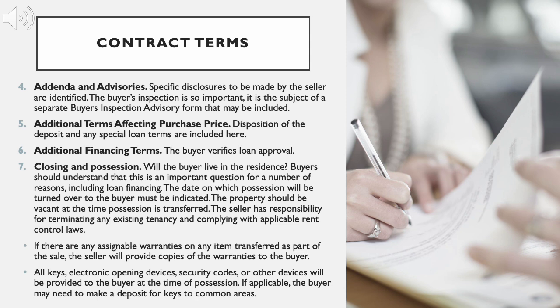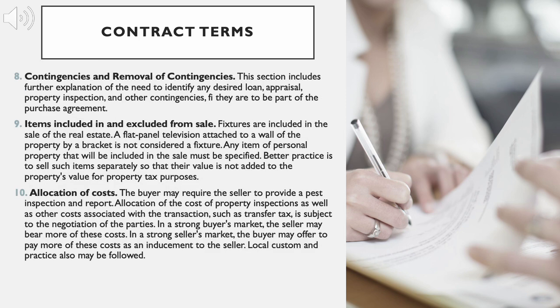If there are any assignable warranties on any item transferred as part of the sale, the seller will provide copies of the warranties to the buyer. All keys, electronic opening devices, security codes, or other devices will be provided to the buyer at the time of possession. If applicable, the buyer may need to make a deposit for keys to common areas. Contingencies and removal of contingencies. This section includes further explanation of the need to identify any desired loan, appraisal, property inspection, and other contingencies if they are to be part of the purchase agreement.